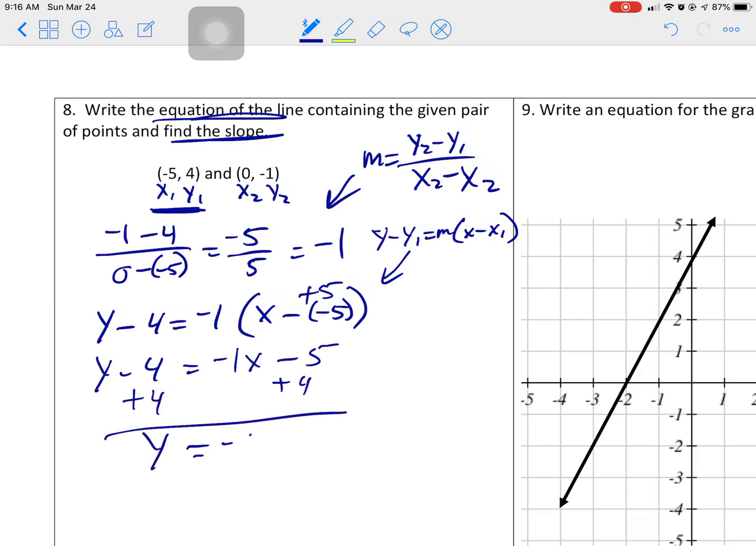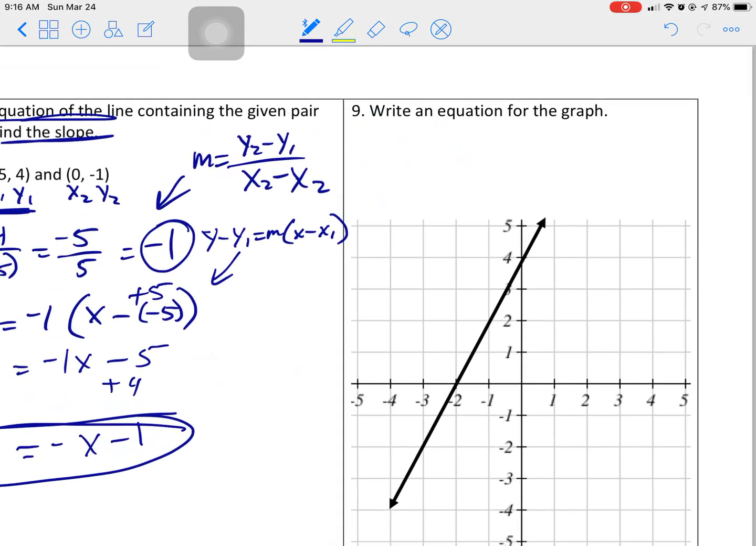Y equals -x minus 1. Done. Probably should put that was the slope. Find the slope. So that's one of my answers right there, and that's the equation of the line there.